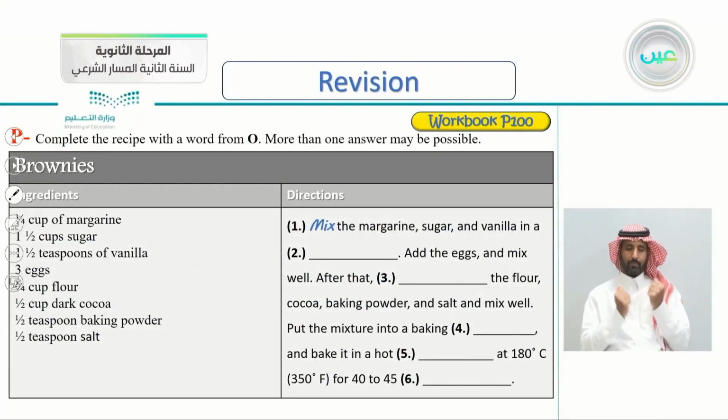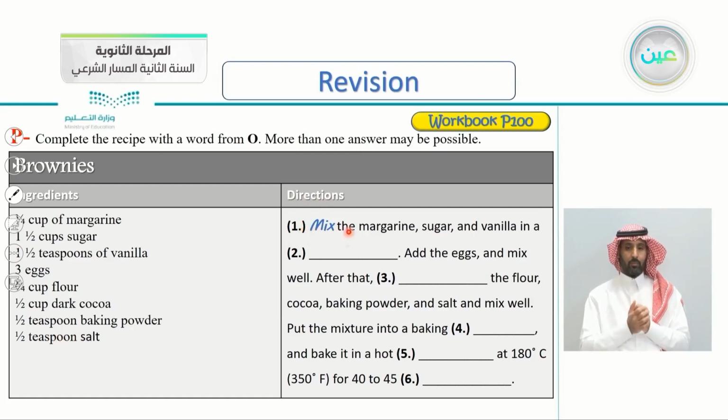Exercise P here, complete the recipe with a word from O. More than one answer may be possible. So we have the ingredients here: 3 to 4 cups of margarine, 1.5 cups of sugar, 1.5 teaspoons of vanilla, 3 eggs, 2/4 of a cup of flour, 1/2 of dark cocoa, 1/2 of a teaspoon of baking powder, and 1/2 of a teaspoon of salt. So these are the ingredients. Here are the directions, what to do.